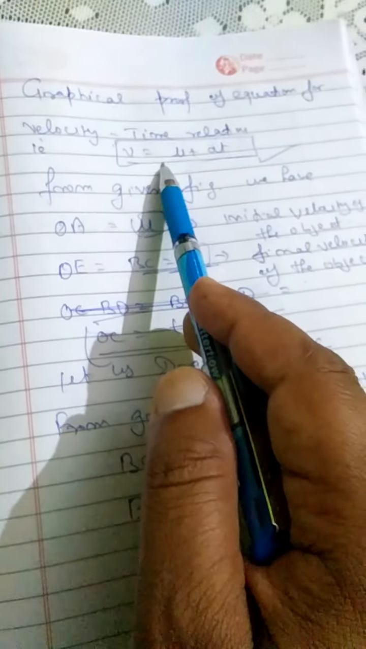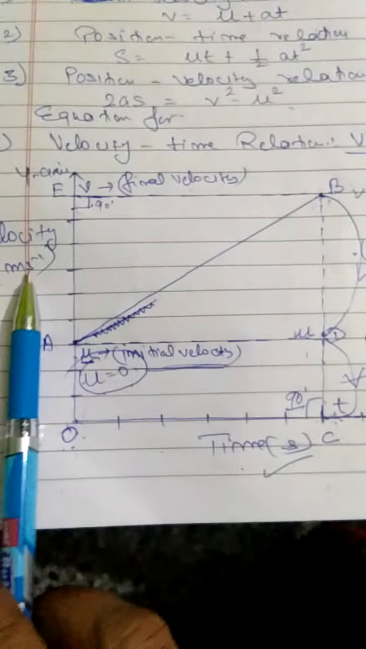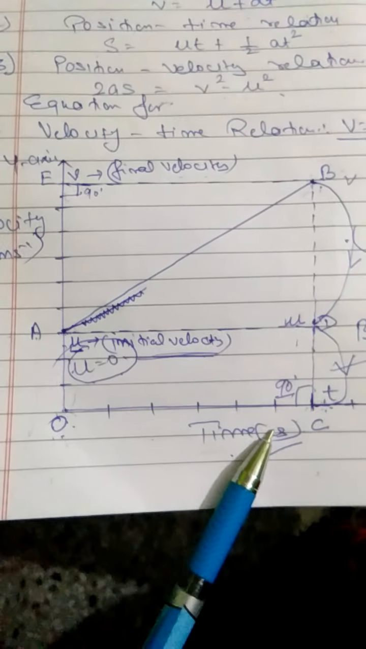What will we be doing here? The graphical proof of the velocity time relation. That is, we have to prove that v is equal to u plus at, but we have to prove it by the graphical method. So first of all, we have to draw this graph between velocity and time.